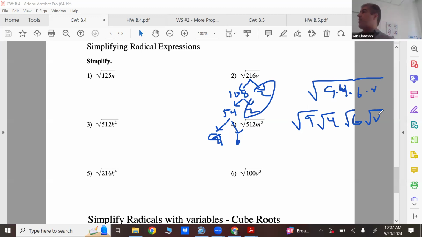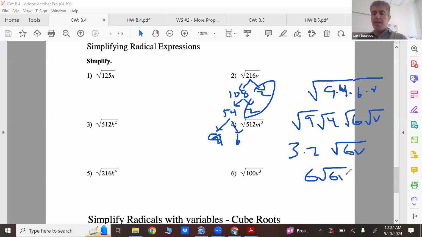That's because of square roots and exponents. I know we haven't talked about that yet, but square root is actually an exponent, and you're allowed to use that as a property. What's root 9? What's root 4? And then 6 and v are not perfect squares. Leave them inside. So you get 6 root 6v. That's how you can simplify it.